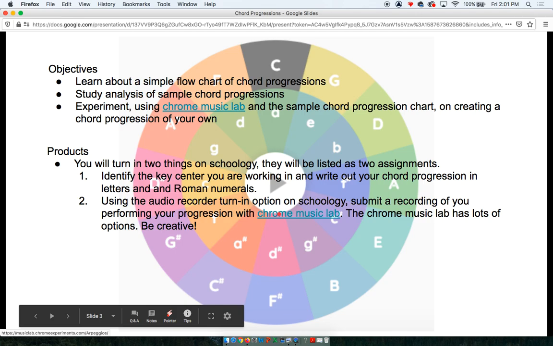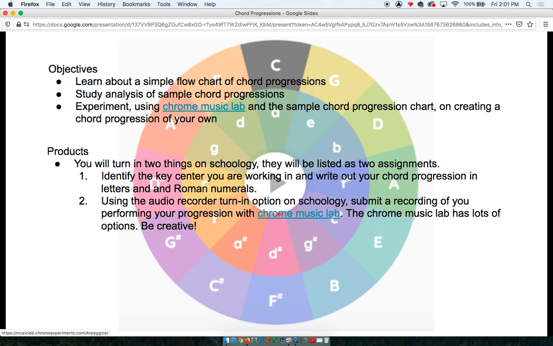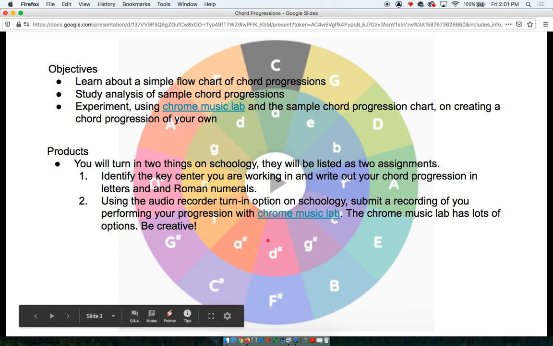Now, the objectives of this lesson: you're going to learn about a simple flow chart of chord progressions. You're going to study some analysis of sample chord progressions, and you're going to experiment using Chrome Music Lab and the sample progression, and you're going to create some chord progressions of your own. So you're going to need to turn in two things. There'll be two separate assignments on Schoology.